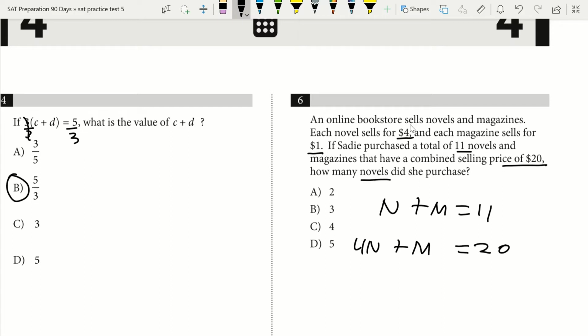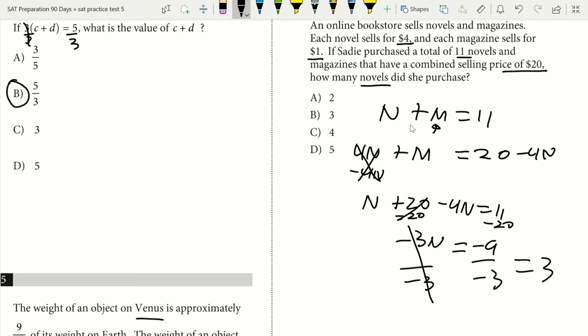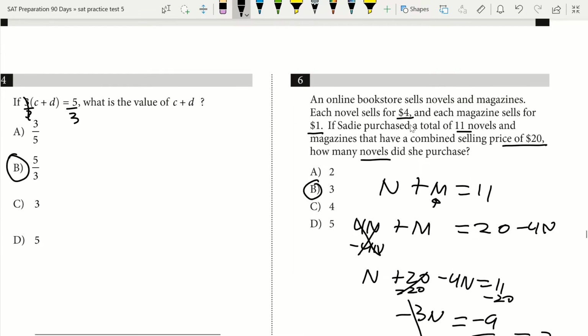We're asked to solve for the number of novels. So for solving for novels, we need to plug in something for m. We subtract 4n from each side. We see that m equals 20 minus 4n. So we're going to have n plus 20 minus 4n equals 11. That's going to give us negative 3n plus 20 equals 11, and we'll just go ahead and subtract 20 from each side. That's going to equal negative 9. Divide each side by negative 3. That's going to give us 3. Okay, so our answer there is going to be 3 for the number of novels, which means that the answer to number 6 is going to be B.